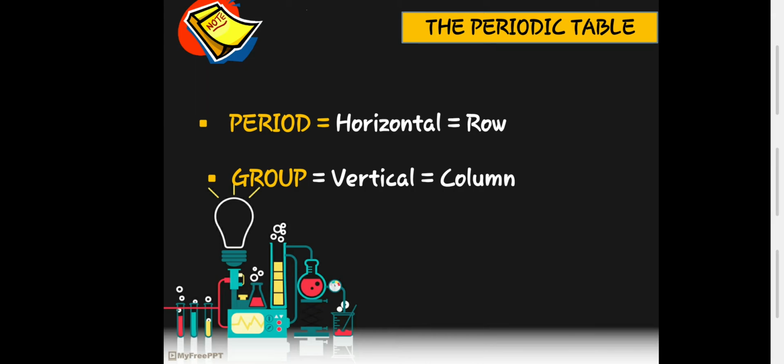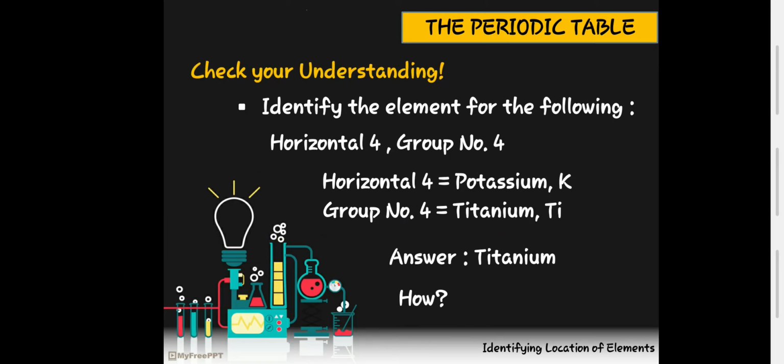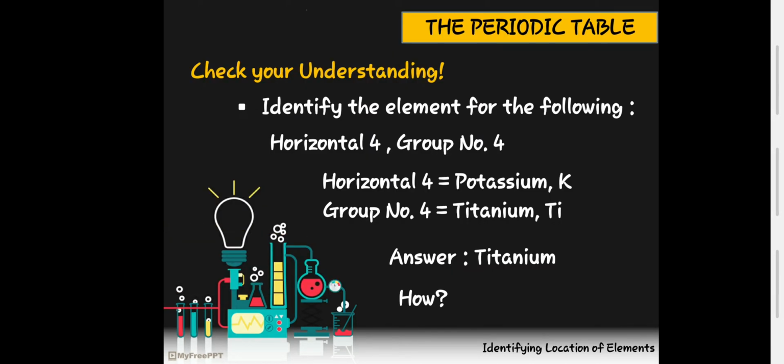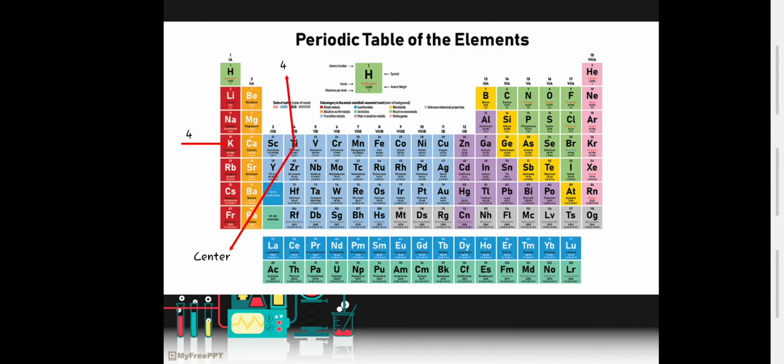Okay, for the key terms, as I said: period, horizontal or row; group, vertical or column. Let's have an example. Okay, check your understanding. Identify the element for the following. We have horizontal 4 and group number 4. So let's see why the horizontal 4 is potassium and the group number 4 is titanium. Okay, let's take a look. It says in this area that we will be looking at horizontal 4. So the horizontal 4 is the period.